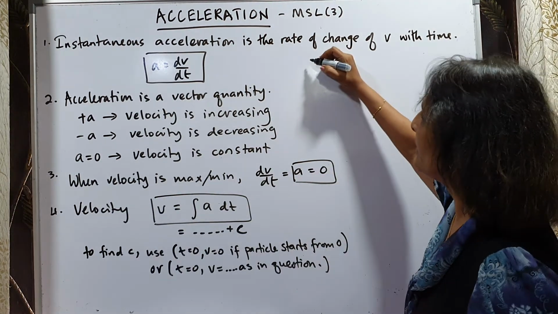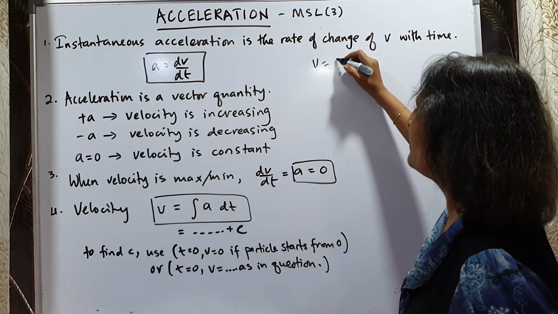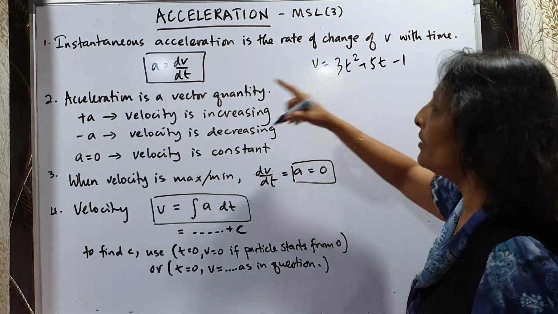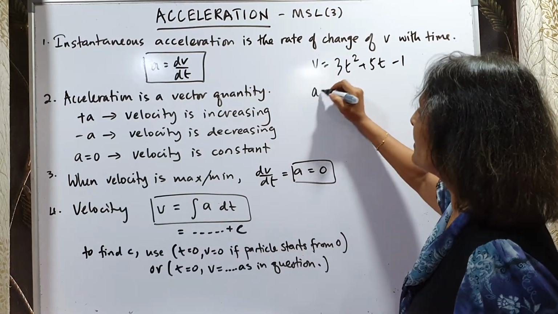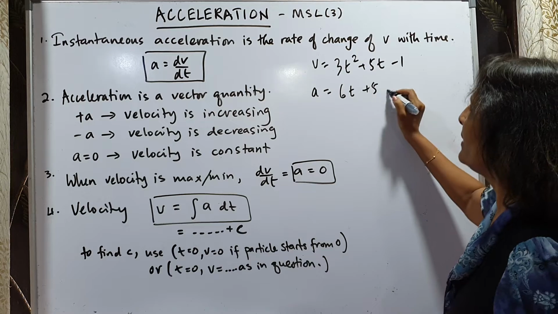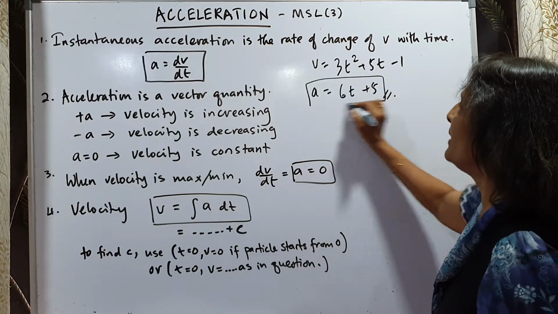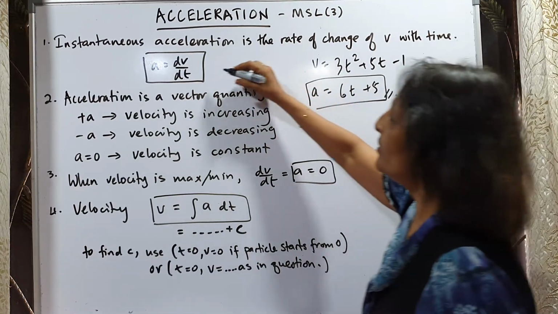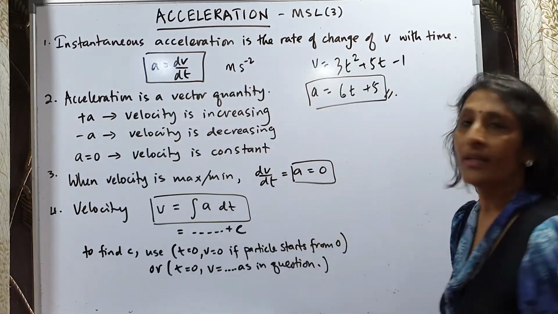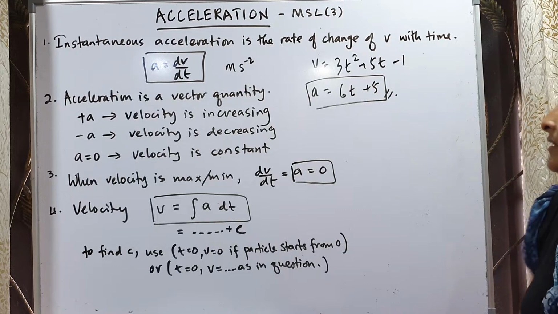For example, if in a question they give you 3t squared plus 5t minus 1 and you want to find a, all you have to do is differentiate this. So you get 6t plus 5. This is how you get the acceleration. The unit for acceleration is usually meters per second squared. Differentiate the v, you get the a.